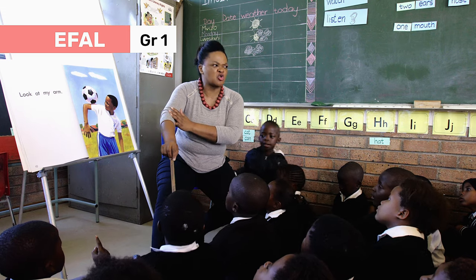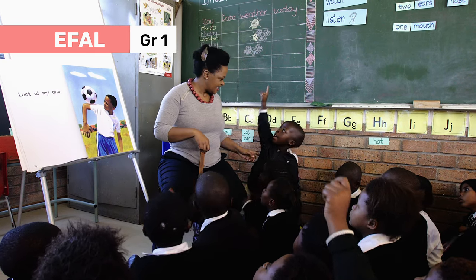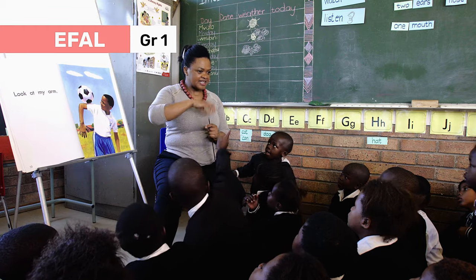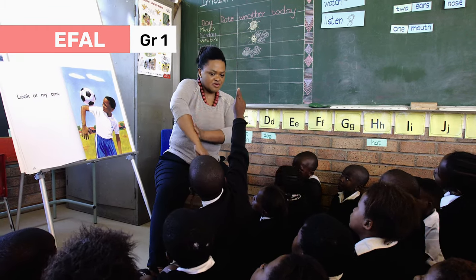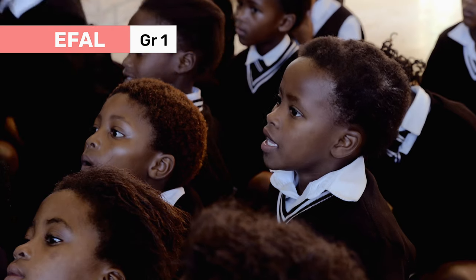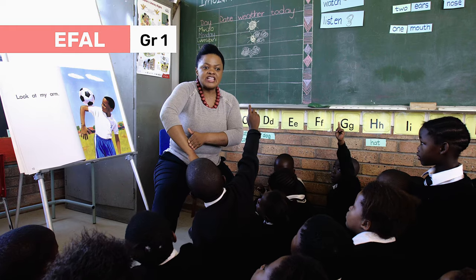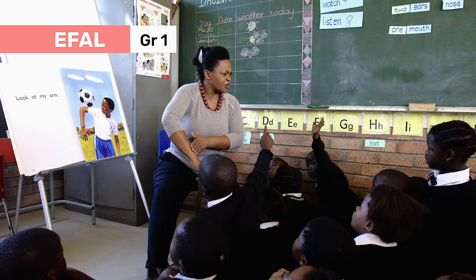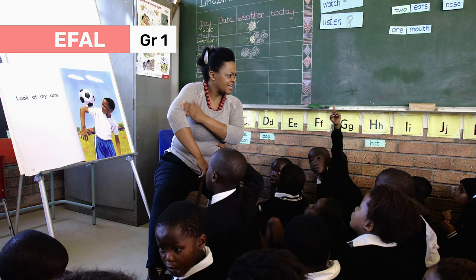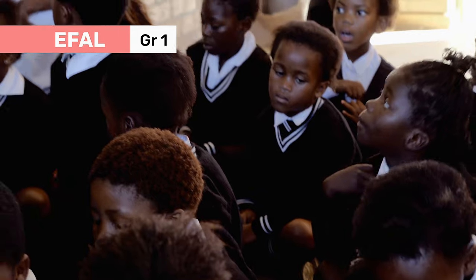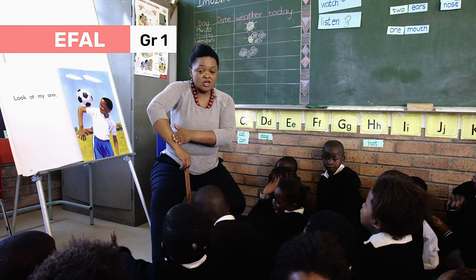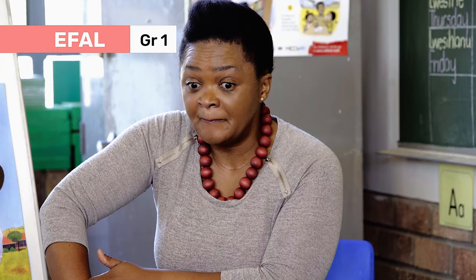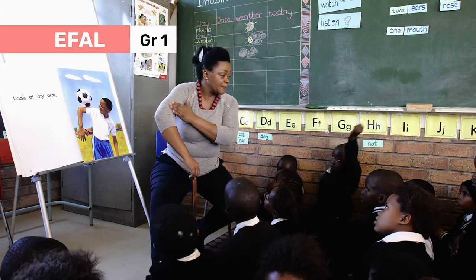Very good. English. Hands. No, these are hands. But now what do we call it in English? Who knows? Who wants to try? What is this? Arm. Look at me. Arm. Where's your arm? Show me your arm.